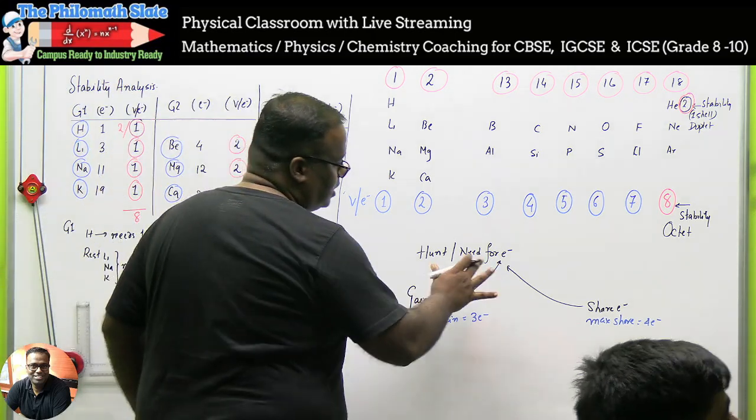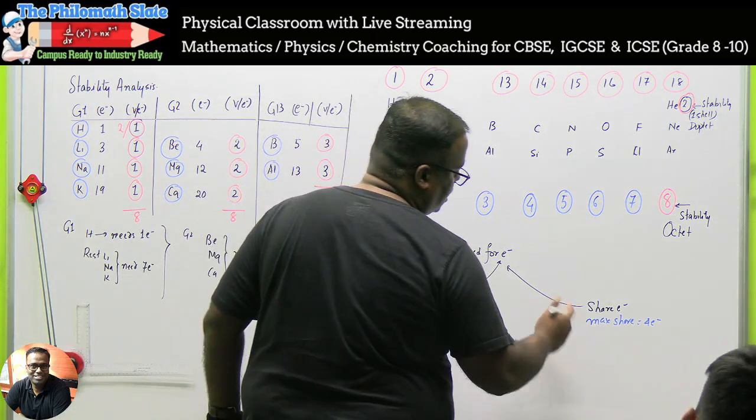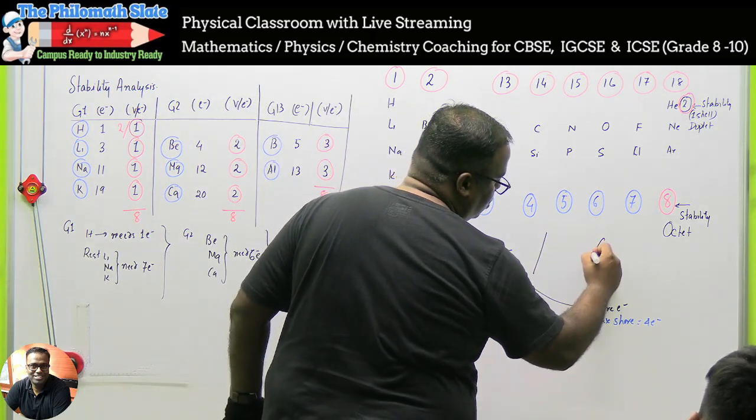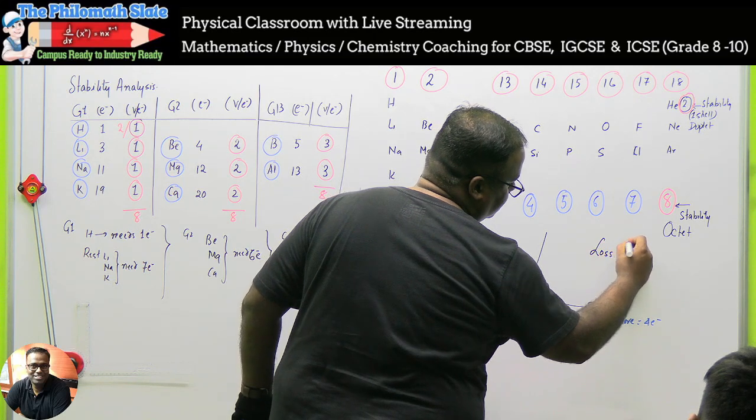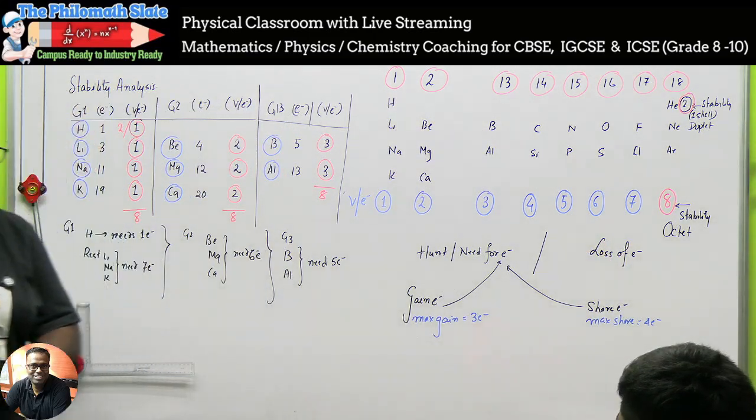Then we'll see another. This is the need for electrons. Okay, the need for electrons can be either by gain or by share. So we see another scenario, loss of electron. Let's see loss of electron. Have you understood? Loss of electron.